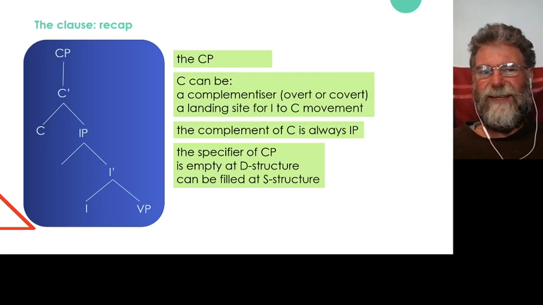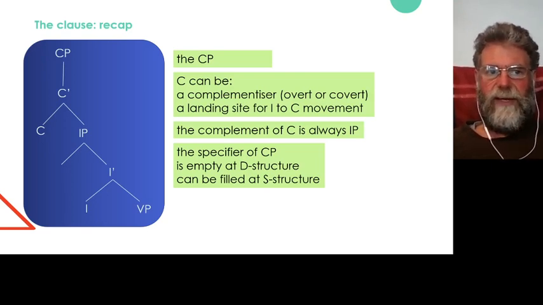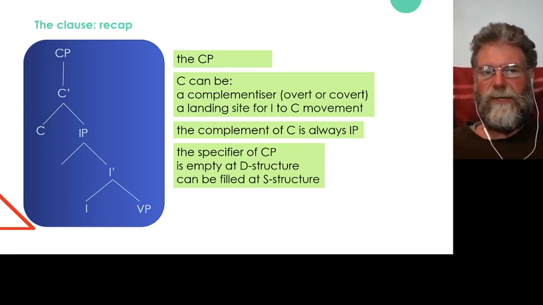The difference between the CP and the IP is that we don't have to move anything into the CP specifier position if the clause is neither a WH interrogative nor a relative clause. Then there'll be no WH phrase to move there, and the specifier position will remain vacant. With the IP, however, as we've seen, that position has to be filled.